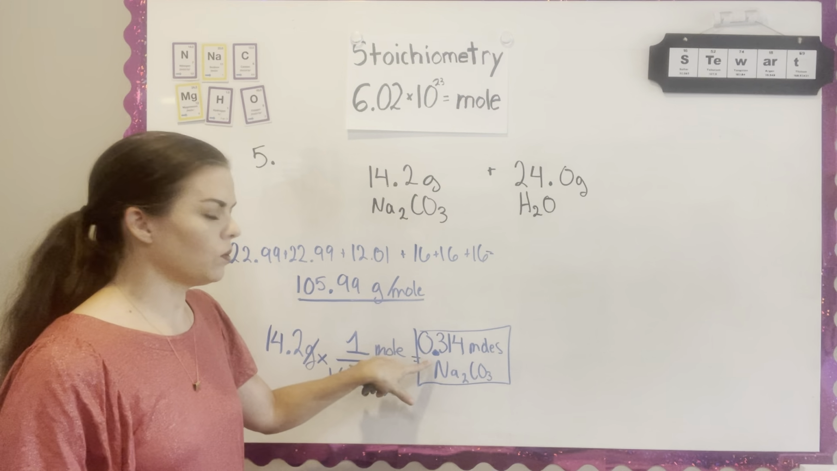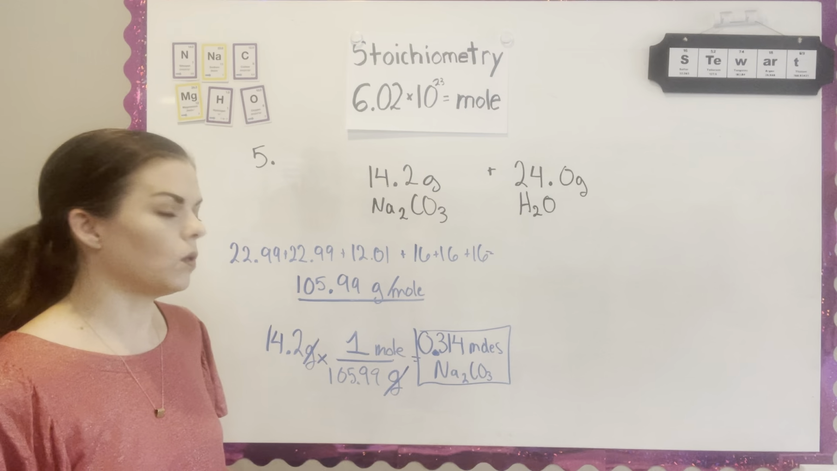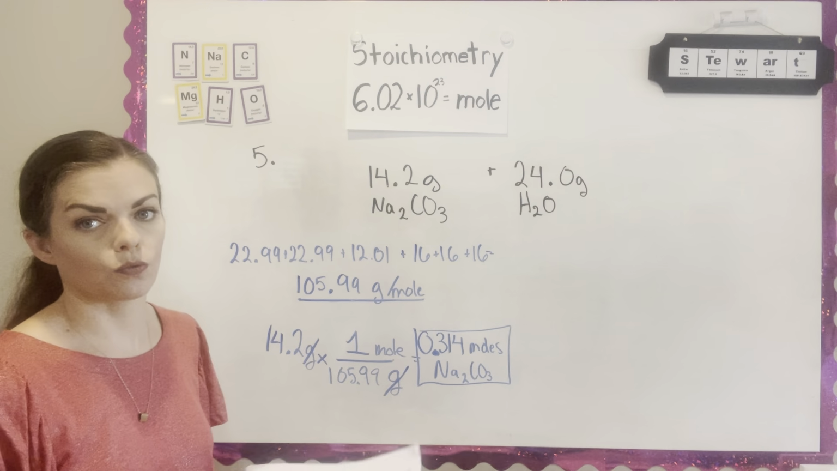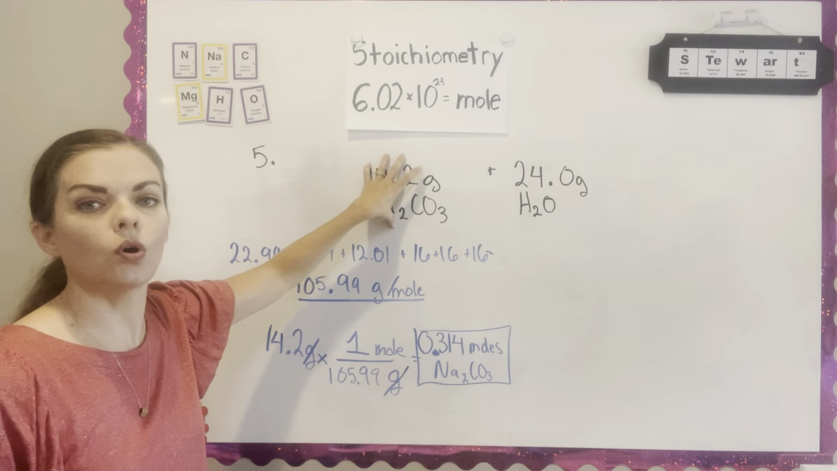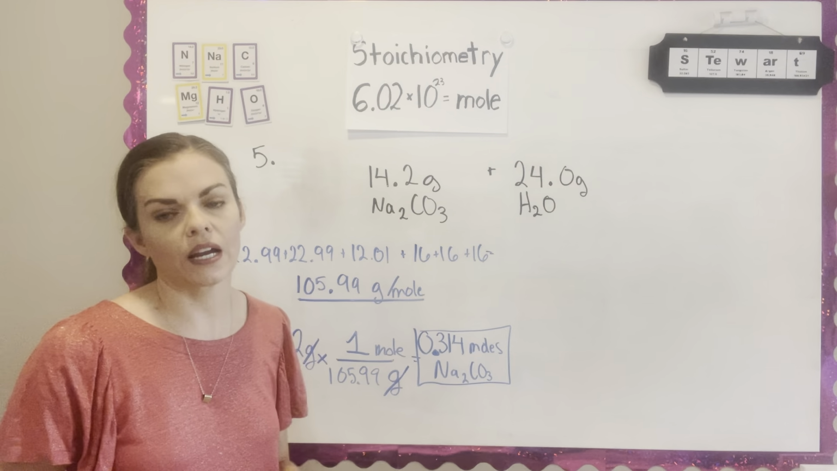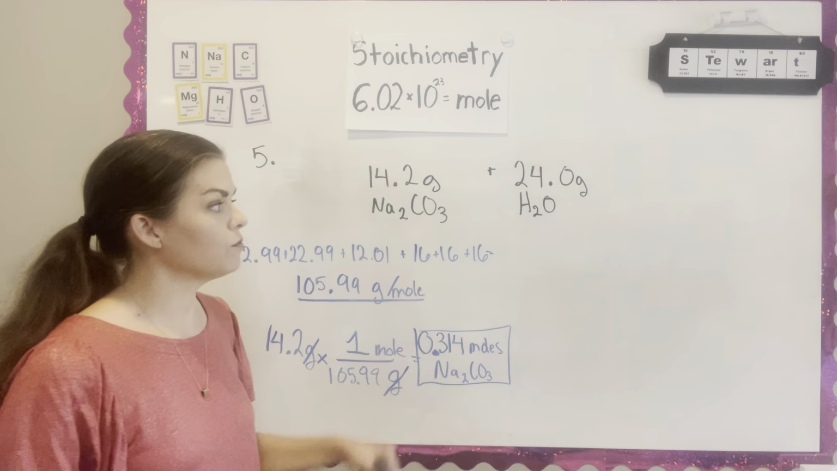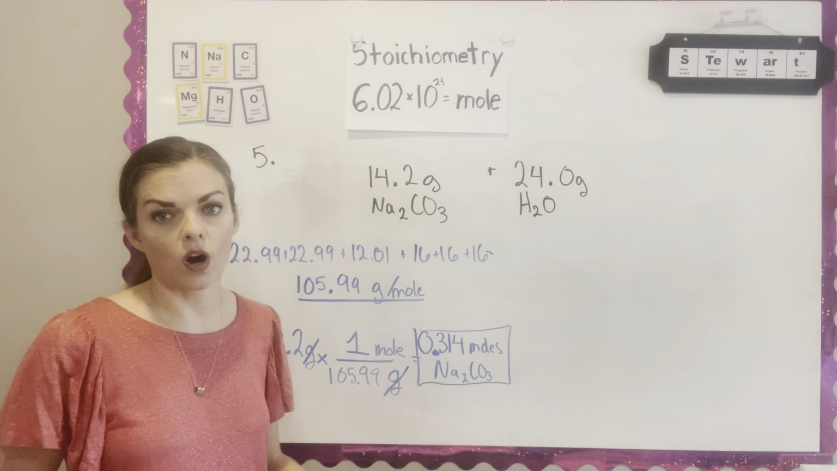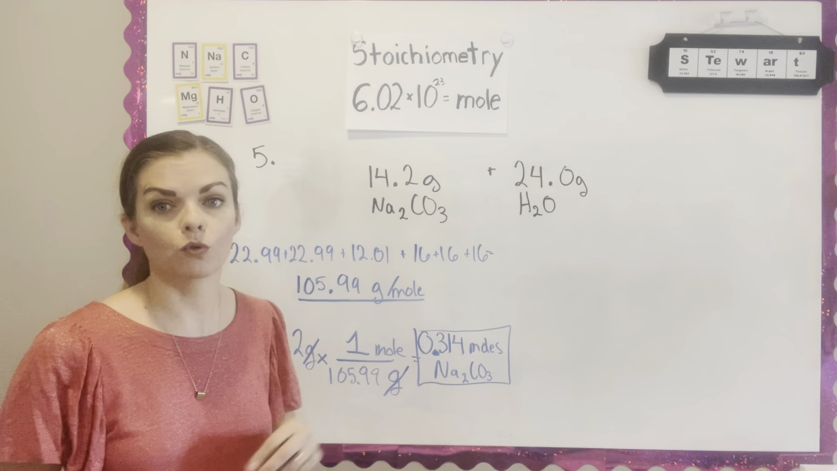You should get 0.314 moles of Na2CO3. So now we know how many moles we have of this. I need to figure out how many moles it reacts with of water. Now I don't have moles of water, I have grams of water. So once again, I'm going to convert from grams to moles.